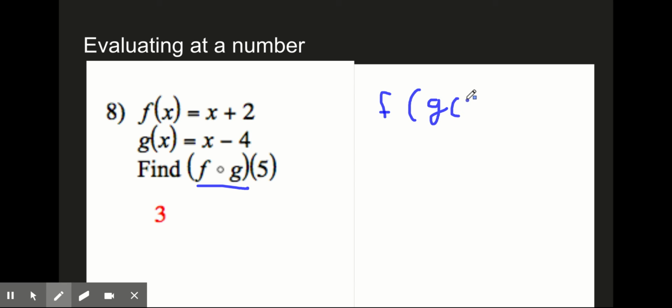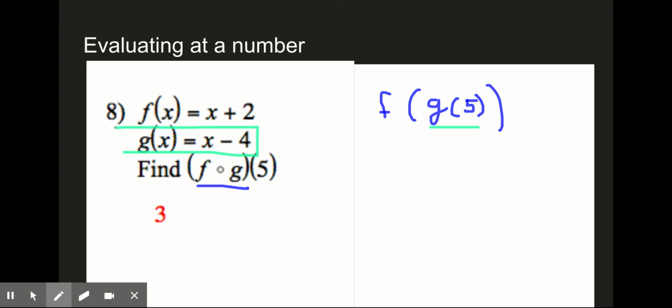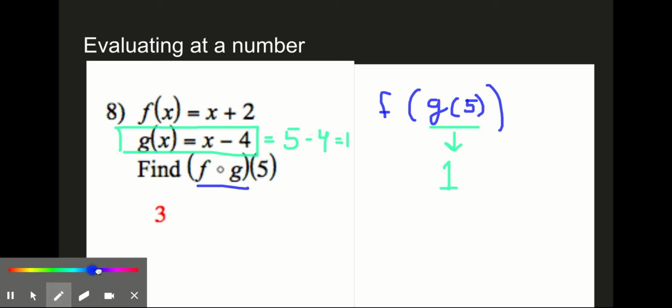It's f of g of 5. So work your way from the inside out. Think about it. What I'm asking is, put 5 into g. When you've completed that task, so let's do that. What's g of 5? 5 minus 4 equals 1.